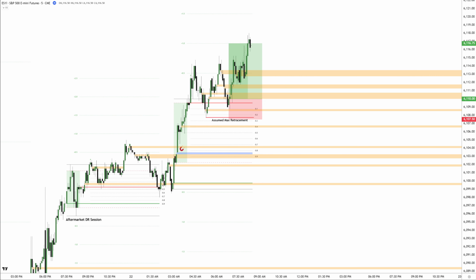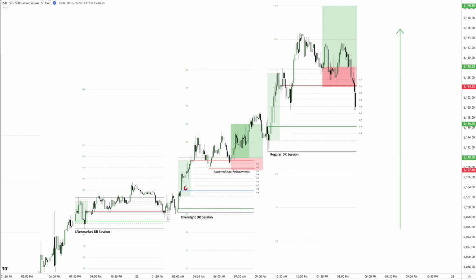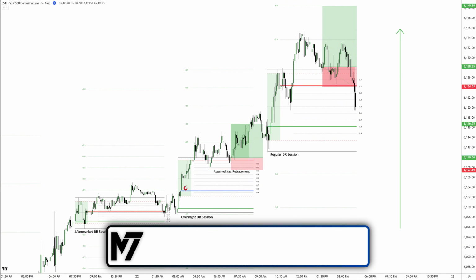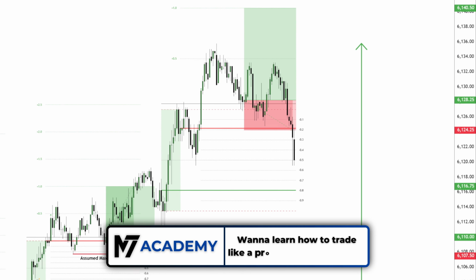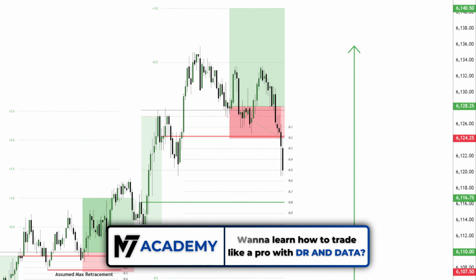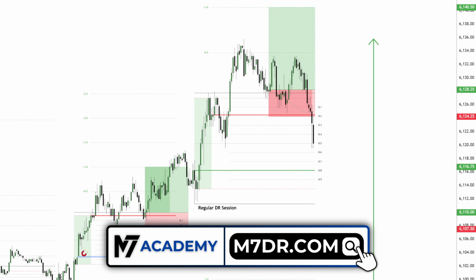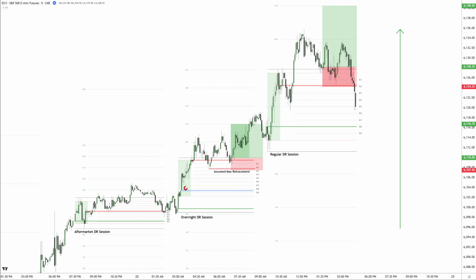As price reaches the target, the regular DR session continues the DR upside expansion model, offering another long setup at the defining range highs. However, this setup would have resulted in a loss, reminding us that even in ideal DR upside model conditions, nothing is guaranteed.